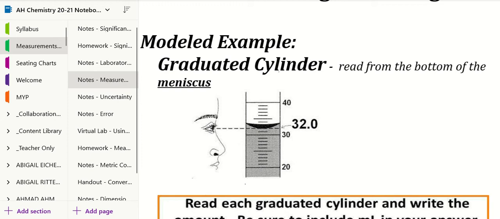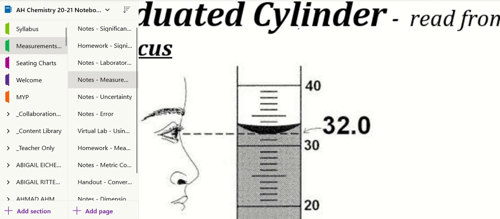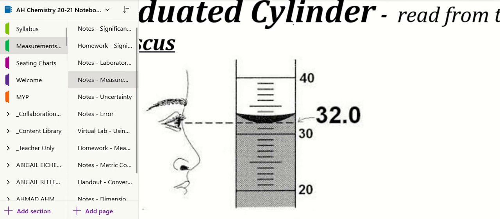So let's look at this graduated cylinder. I'm going to zoom in a little bit more. If we look at this graduated cylinder, do you guys see the curve on it? That curve is the meniscus. We're going to read from the bottom of that meniscus. And you want to make sure you're eye level with the meniscus, so you're not above it or below it. You want to be eye level.